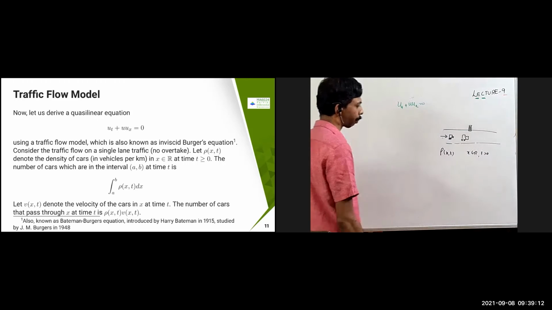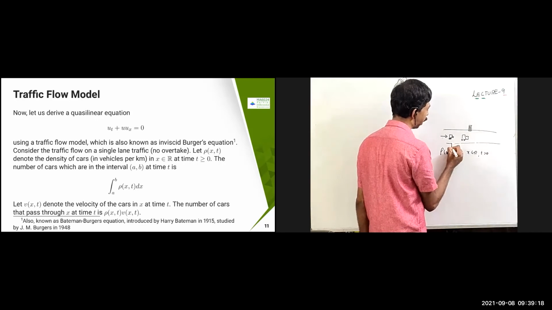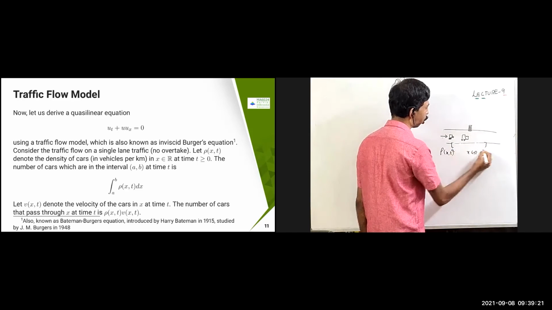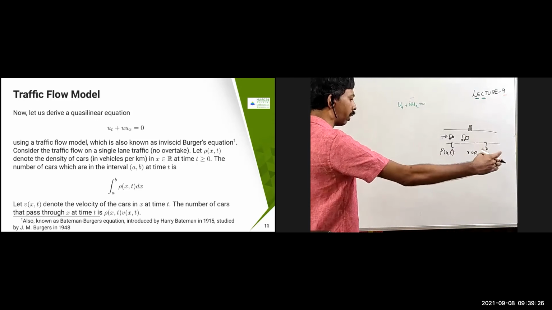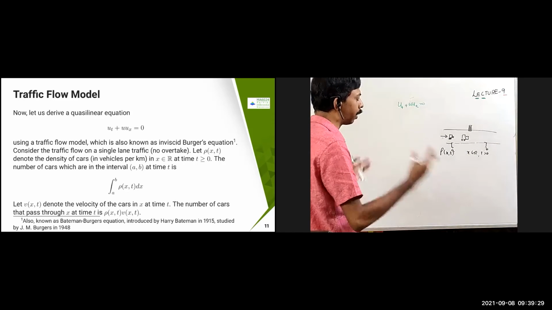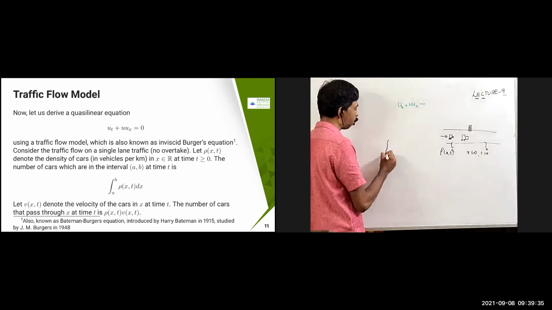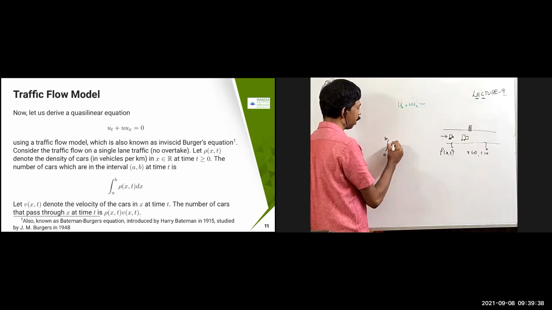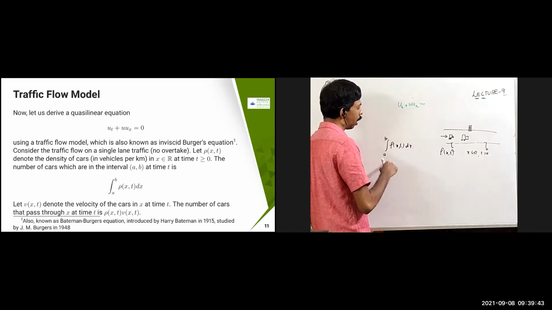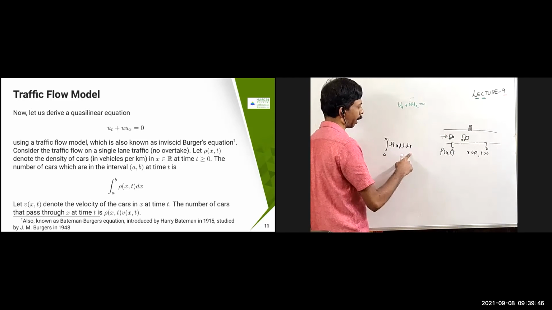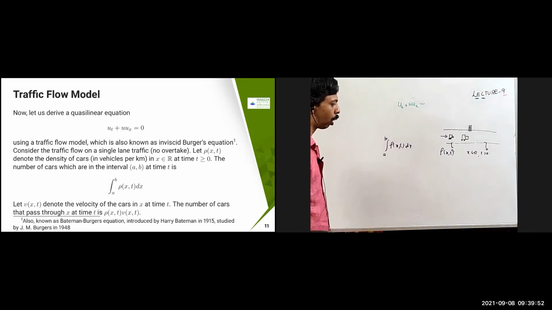Time t. Therefore, how many cars are going to be there in an interval? Let us take an interval a comma b. For example, from one traffic light to another traffic light, you can take it as an interval and check how many cars are between those two traffic lights. So the number of cars in the interval a comma b can be written as the integral from a to b of rho of x comma t dx, because rho denotes the density.